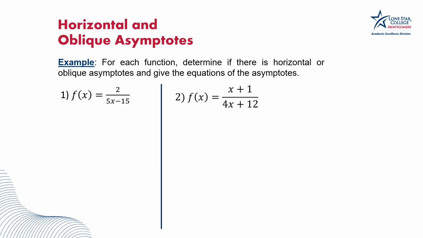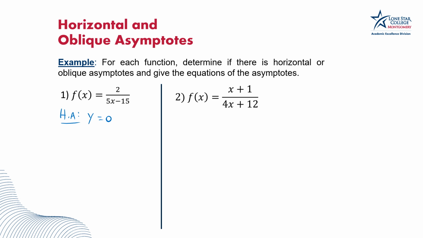For each function, determine if there is a horizontal or oblique asymptote and give the equations of the asymptotes. For number 1, we're looking at f of x equals 2 divided by 5x minus 15. Right away, we notice that our denominator has a higher power than our numerator, so we know we're going to have a horizontal asymptote. Because the leading power of our denominator is greater than the numerator, our horizontal asymptote is y equals 0. Because there's a horizontal asymptote, there is no oblique asymptote.